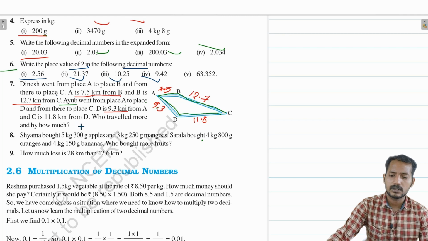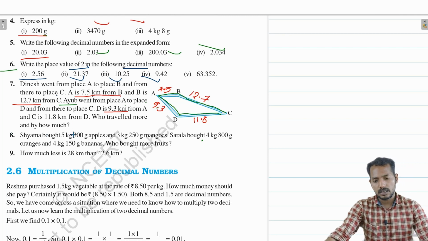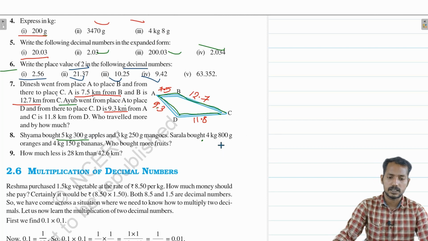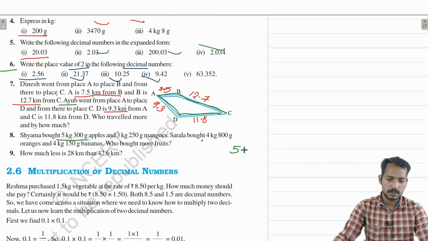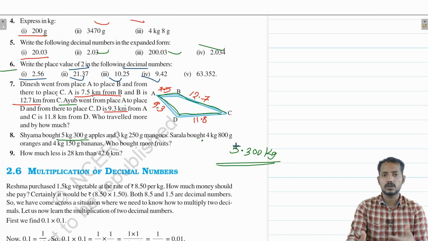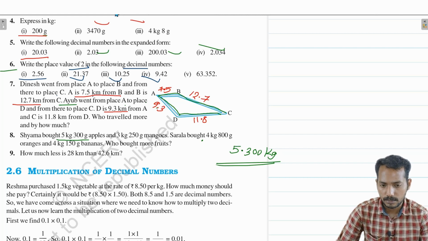Now the remaining questions are very simple ones. Here 5 kilogram, 300 gram is there. So first you convert that into decimal. So we will get 5. Then convert 300 gram into kilogram. So we will get 5.300. So write all these values as decimal values. Then just add them. So you will get who brought more. Okay, so that I am giving to you.